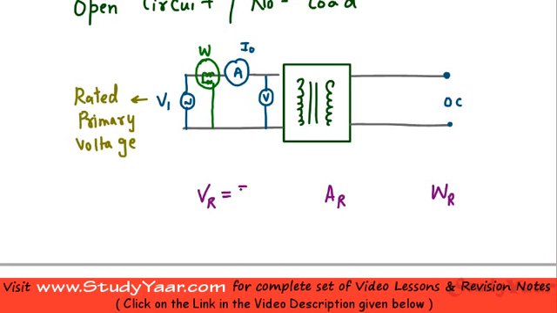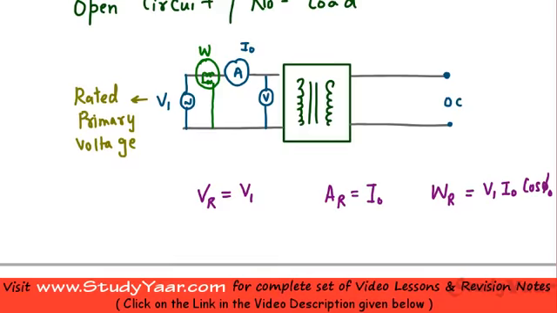And what's the reading of your ammeter? The ammeter is measuring your no load current, so that would simply be your no load current I0. And what is the reading of your wattmeter? Your wattmeter is measuring your input power, which is simply going to be V1 into I0 into cos of phi 0. Cos of phi 0 represents your input power factor.